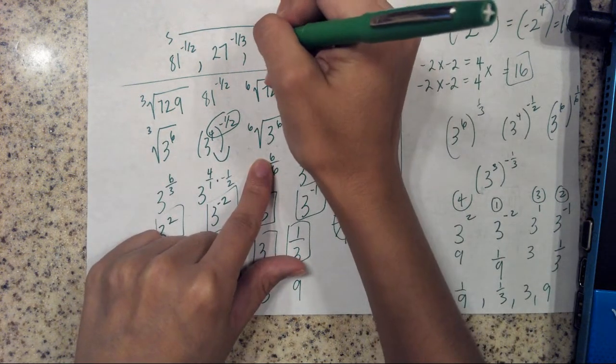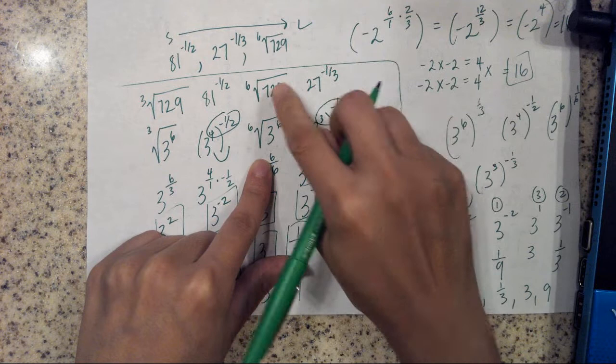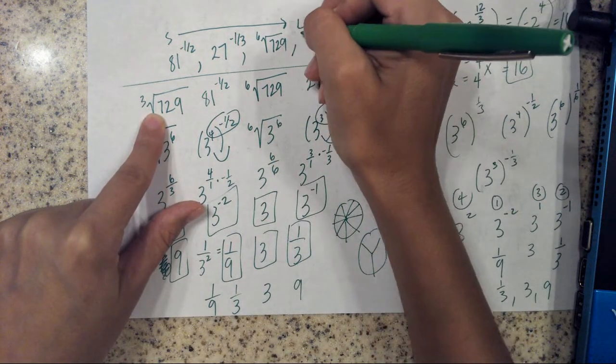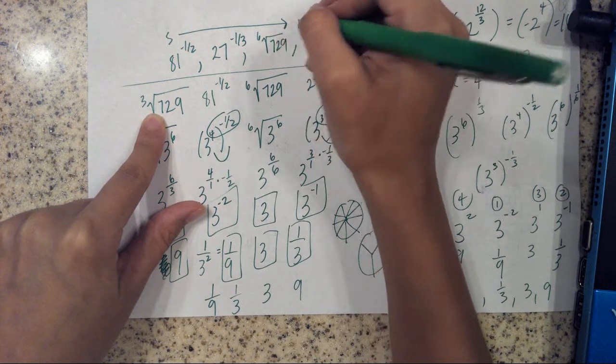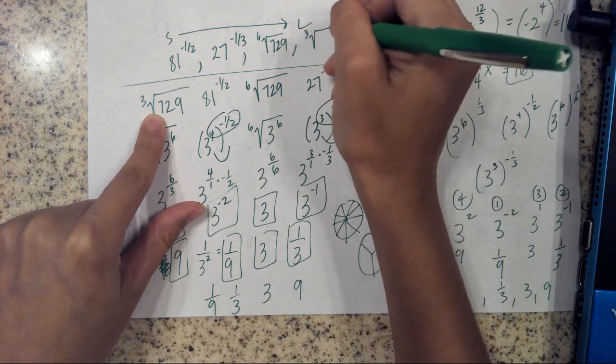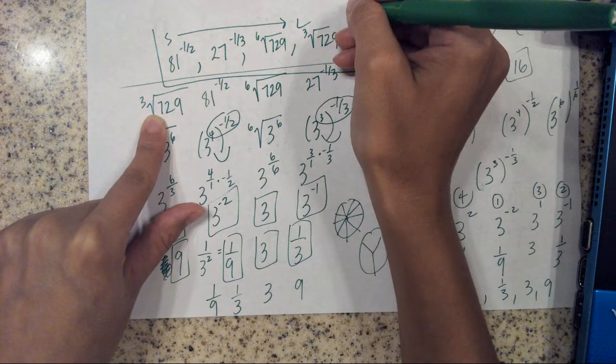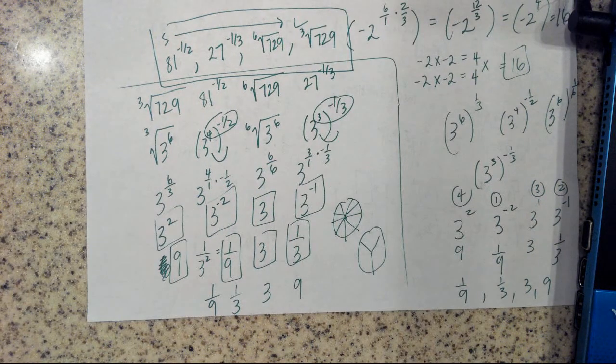So I have the 6th root of 729. That's my original. And then the last one is 9, which was the first one. So I have the cube root of 729. That is my final answer.